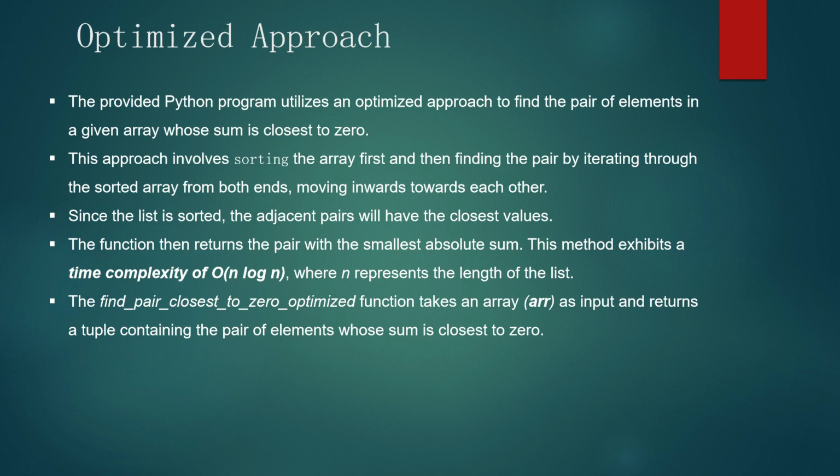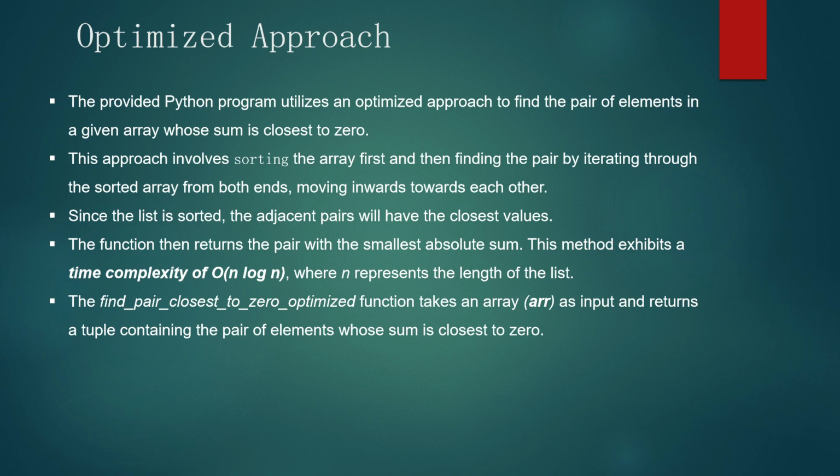Optimized approach. The provided Python program utilizes an optimized approach to find the pair of elements in a given array whose sum is closest to 0. This approach involves sorting the array first and then finding the pair by iterating through the sorted array from both ends, moving inward toward each other.